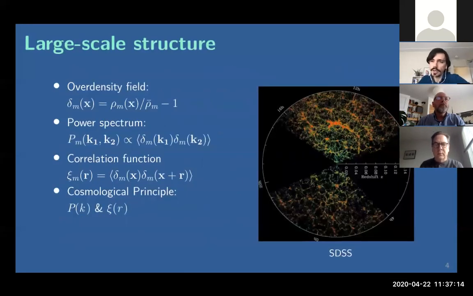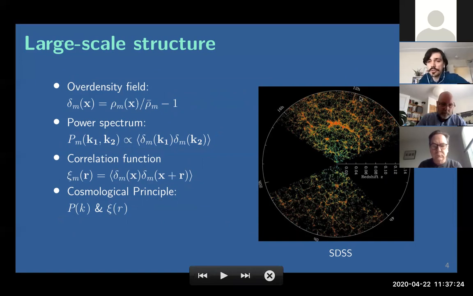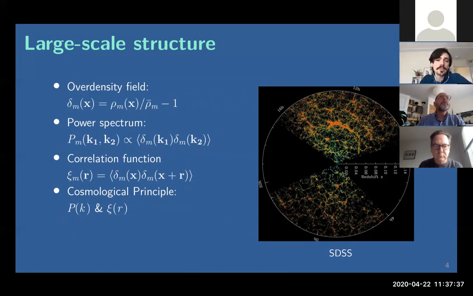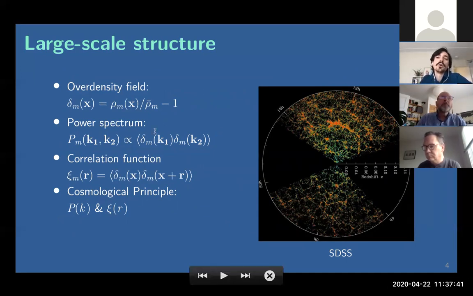So what do we actually measure with large-scale structure surveys? We have this from SDSS, showing how galaxies look on large scales. Of course, here this is not matter; these are really galaxies. But we usually work at the level of the matter field, where we define this overdensity field, with fluctuations around the mean matter density, and then we can measure these two-point statistics.